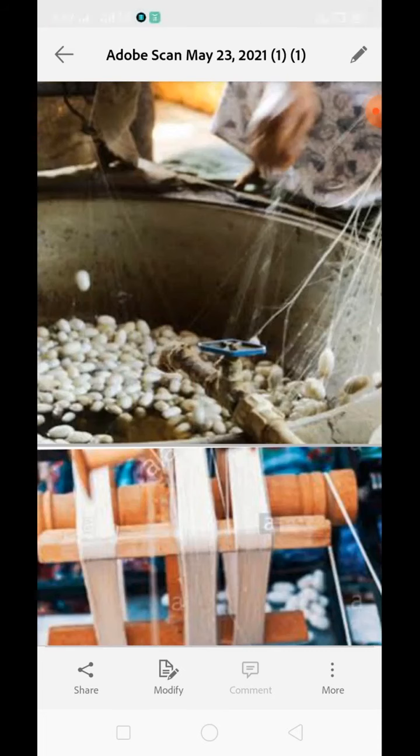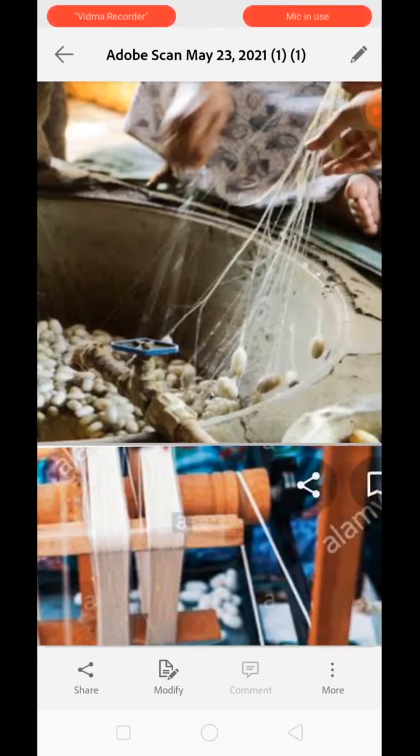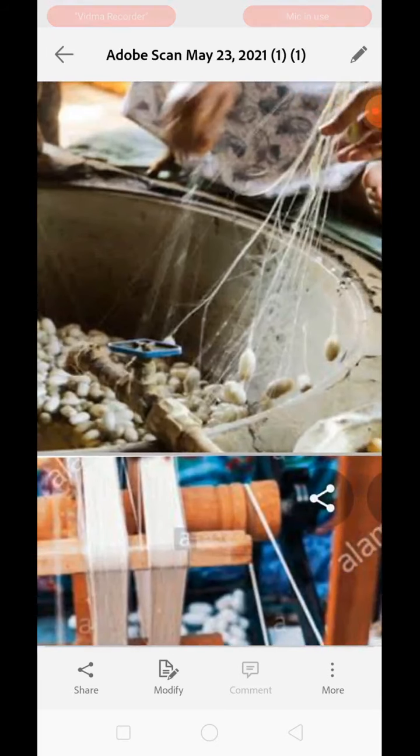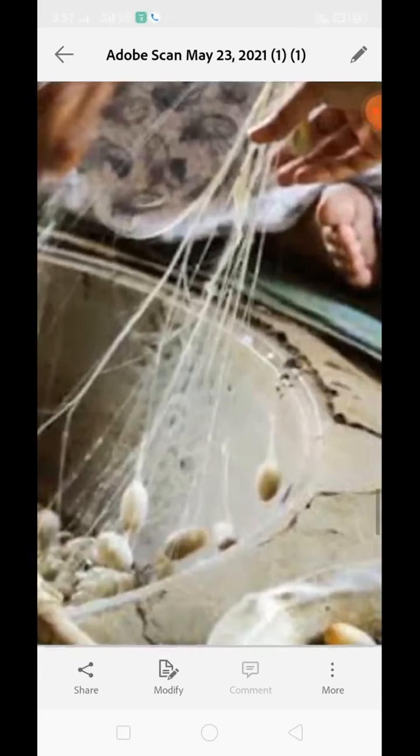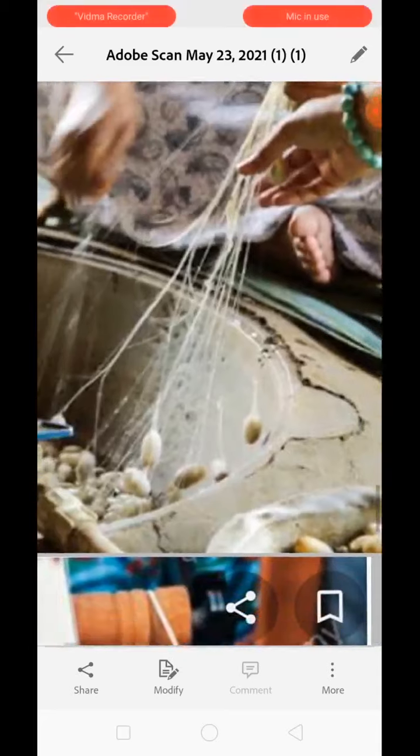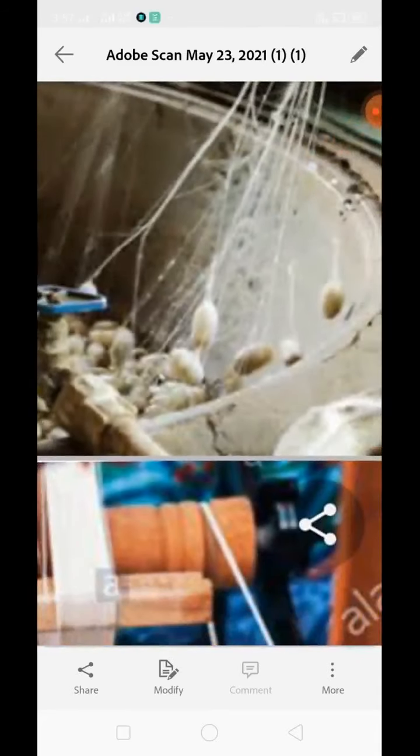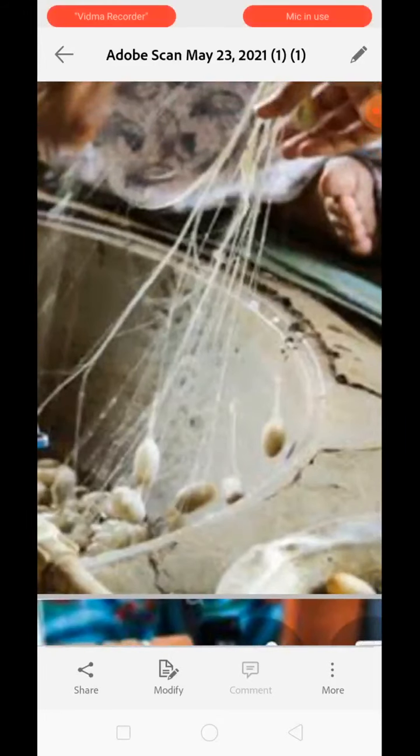So we need to put them in hot water, then cold water, so that these fibroin proteins can get a little bit loosened up. After it loosens up, what can we do? We will collect the silk filament like this. See over here, all these cocoons are already put into hot and cold water. Because of this, the filament has become loosened up.